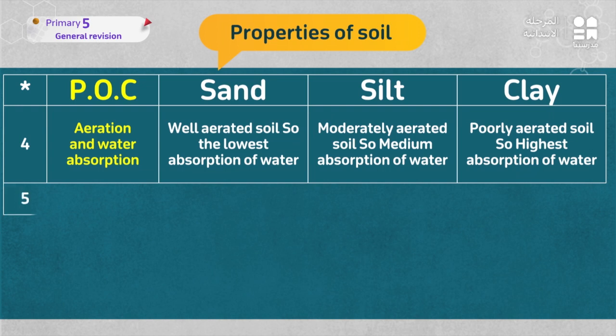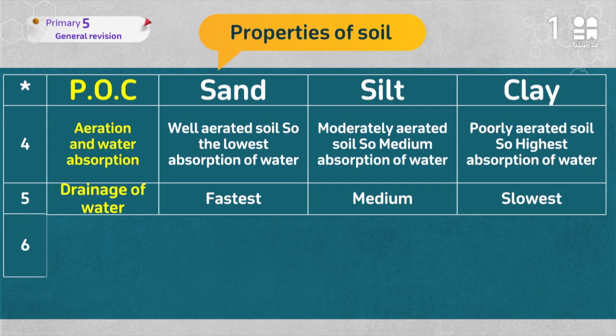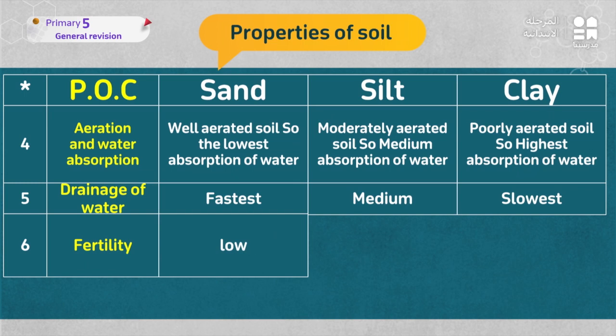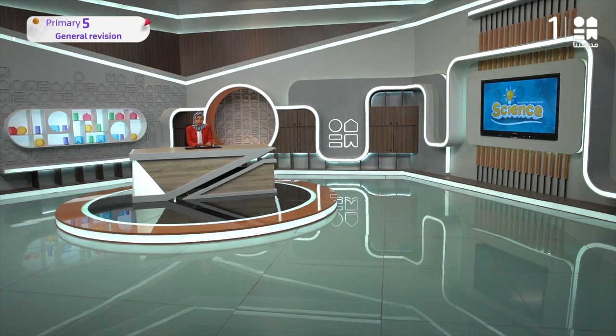طيب ايه تاني؟ Number 5, which is the drainage of water. بتعدي بسرعة ولا لأ؟ في الساند the fastest one, the silt medium, and the clay slowest. Number 6, which is the fertility. اتفقنا fertility depends on the amount of humus in the soil. يبقى في الساند rarely contains humus، يبقى هي ايه؟ low in the fertility. Silt soil highly fertile because it has high amounts of humus, and the clay medium or fertile.